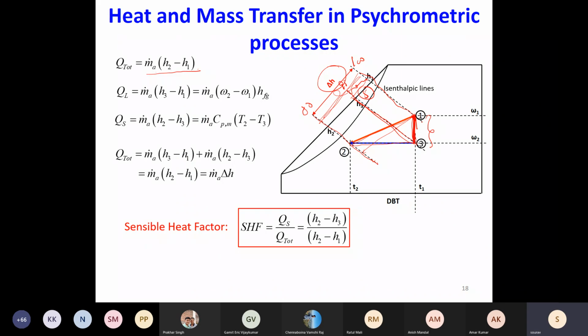So once you have all this data, then you can fix the process line, because now you have all three sides, and you can finish off this entire triangle.